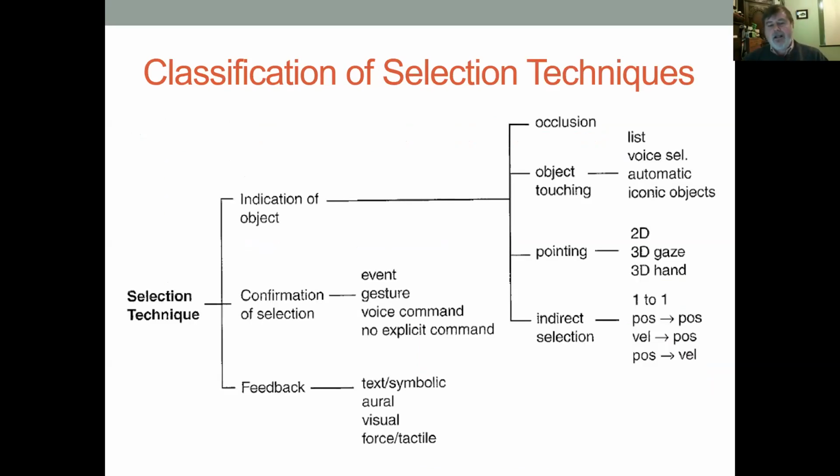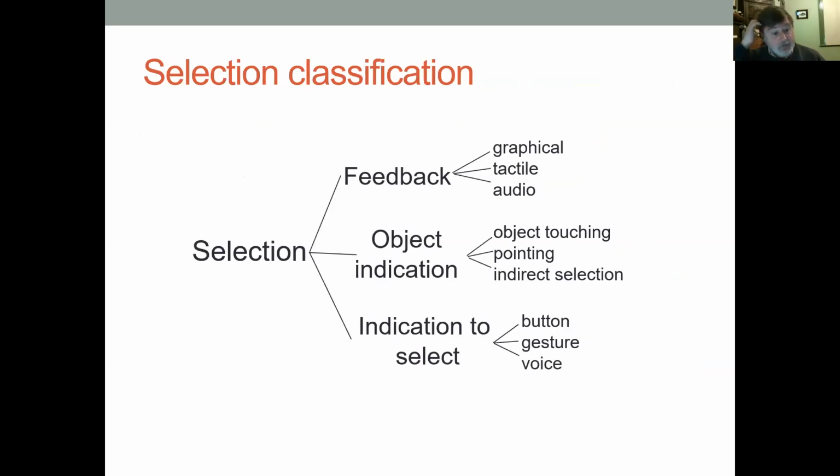So if you go into the literature about selection manipulation, there are lots of taxonomies. So as you can see, we have a lot of options that we can pick from when we want to make a selection task. So let's just make this a little simpler. So in selection, we have feedback that you have in fact done the selection. So we can either do that graphically, tactilely, some sort of haptic feedback, or audio. I've been playing the game Half-Life Alyx, and they use all of these techniques.